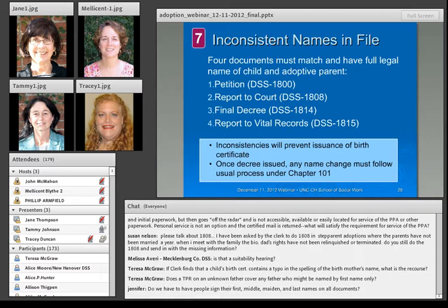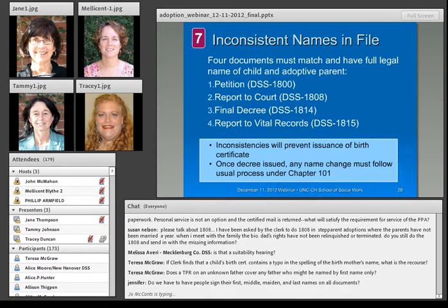Once the decree is issued, please remember any name change that follows that decree must be under Chapter 101 in Special Proceedings, a legal name change. Once that final decree is issued and sent to us, the only way they can change that name at that point is to do a legal name change in Special Proceedings. That does happen frequently. For some reason, a month later, they decide they want Jessica instead of Sarah, and they have to go through Special Proceedings and do a legal name change at that point.